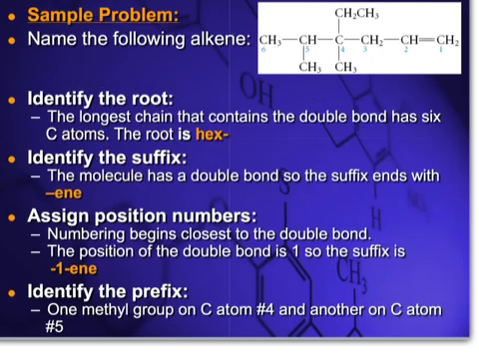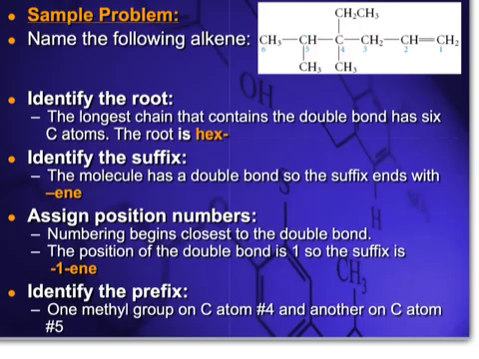So let's look at another example. The first thing you need to do to name a branched alkene is to identify the longest chain. So here we have the longest chain, and there are 6 carbons. We're going to give the double bond the lowest number; it has the highest priority for the lowest number. So we're going to label this from right to left. So this is carbon 1, 2, 3, 4, 5, 6.